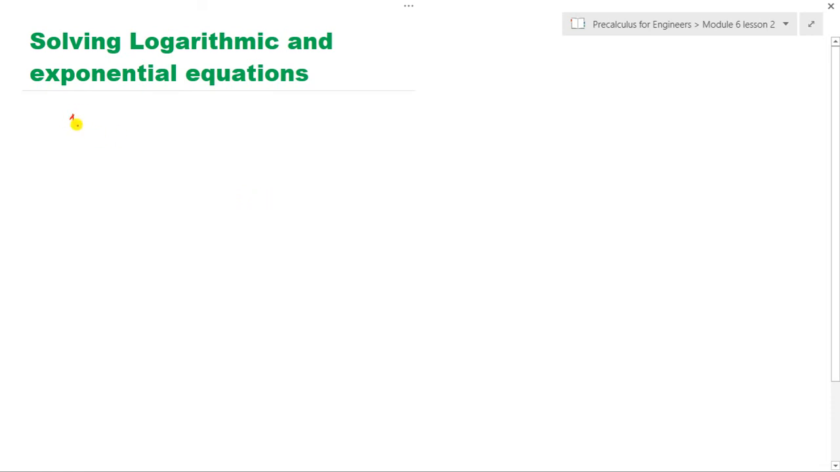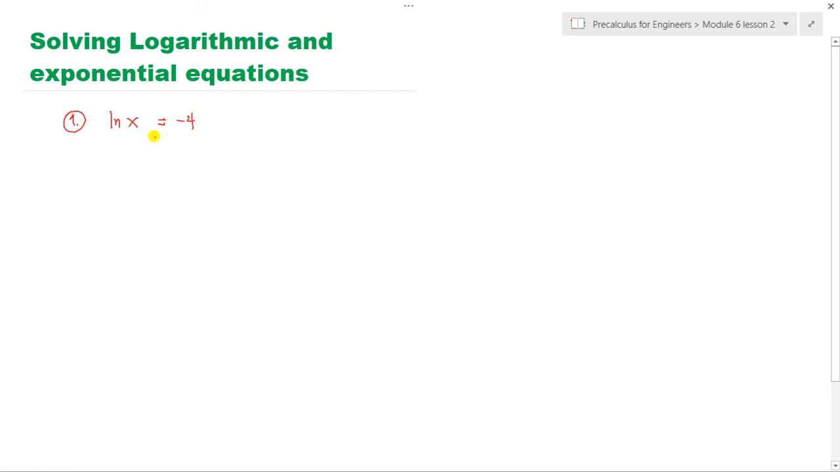So let's start with the first example. Let's say you're given the natural logarithm of x is equal to -4. Here we are going to solve for x. Since this is in logarithmic form, the best way to solve for x is by changing this into exponential form.